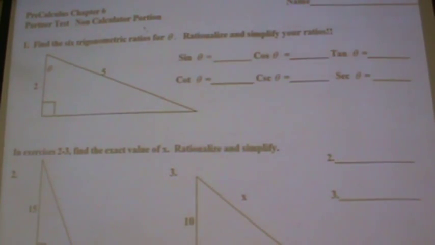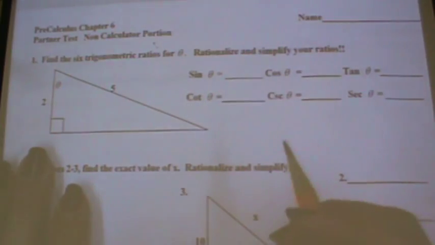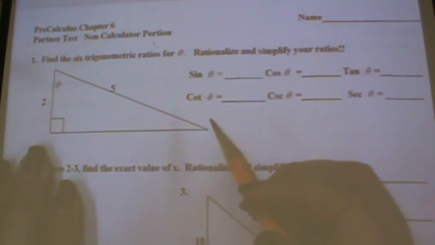Chapter 6, partner test on Friday. Here are the answers. Number 1, this is the non-calculator portion. You have a right triangle, and they're asking you for all of the ratios.